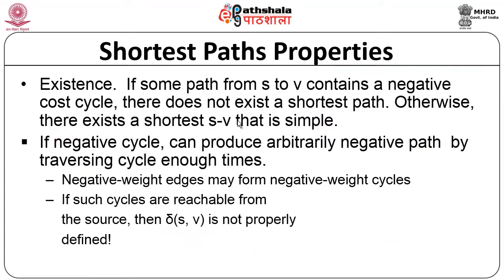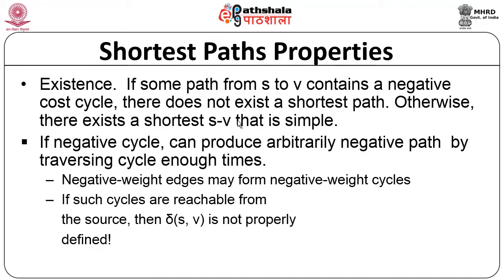Now, before we go further, let us discuss some properties of shortest paths. First is the existence of the shortest path. If some path from S to V contains a negative cost cycle, remember it is not only a negative cost edge, but a negative cost cycle, what is the meaning of that? That is again going round and round. There does not exist a shortest path. Otherwise, there exists a shortest path from S to V, and that is simple.